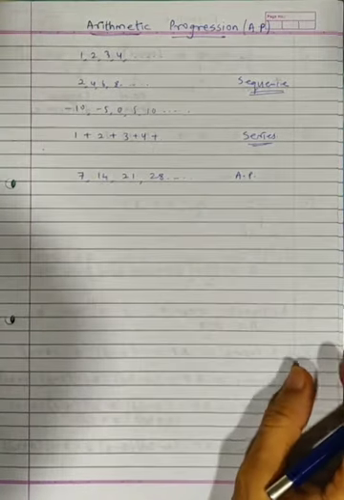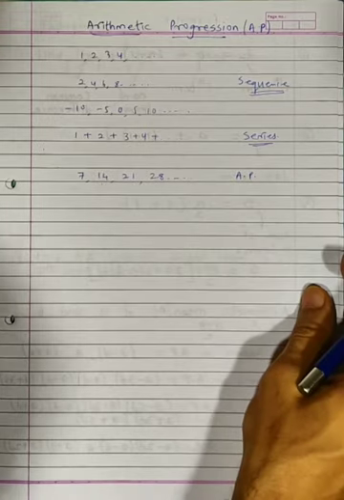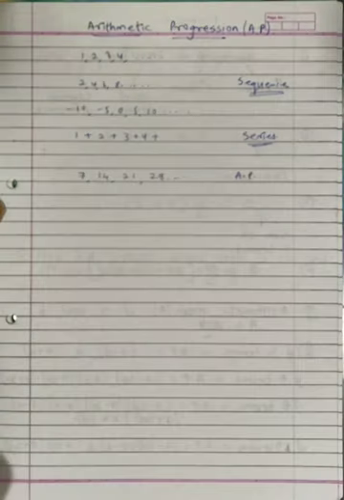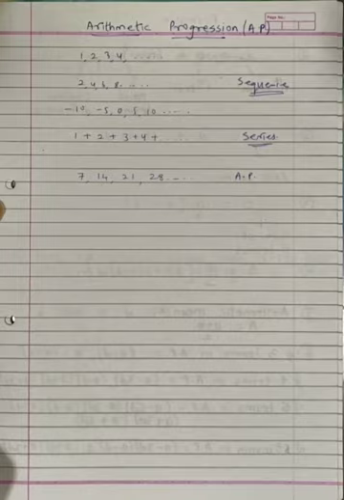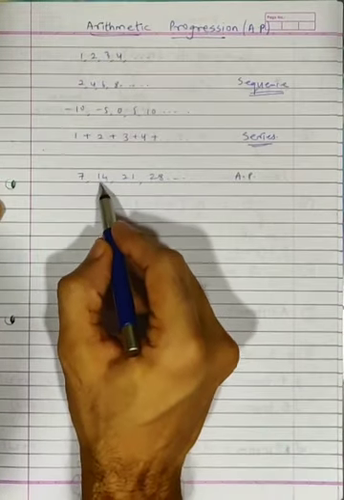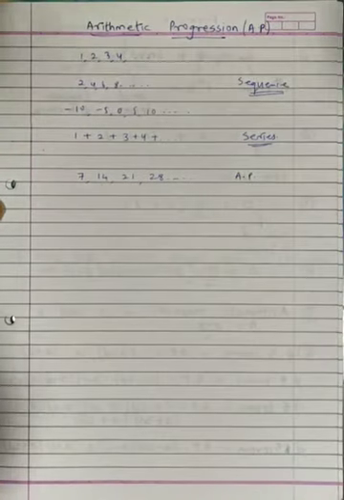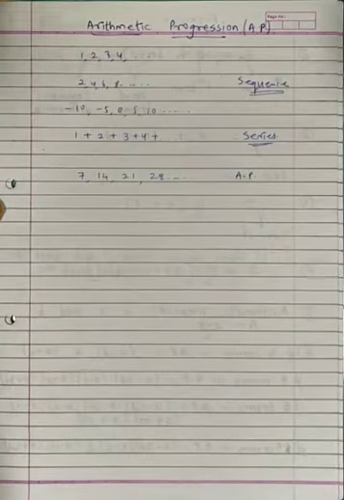So whenever we are doing any problem in this chapter, first we have to figure out whether the numbers which are given are in AP or not. How to find whether they are in AP or not? They should keep increasing by the same amount, then only we say that they are in AP.